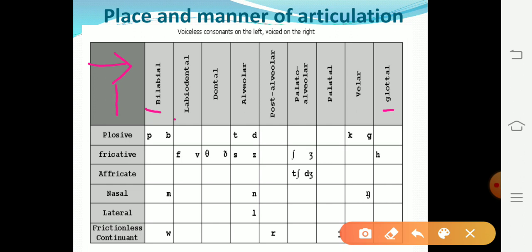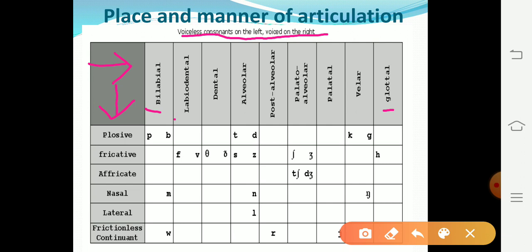The rows show manner of articulation. It means plosives, fricatives, affricate, nasal, lateral, frictionless continuants. And in the same chart we can see voiceless consonants on the left and voiced on the right. The whole of the chart we are going to discuss in our next slides.